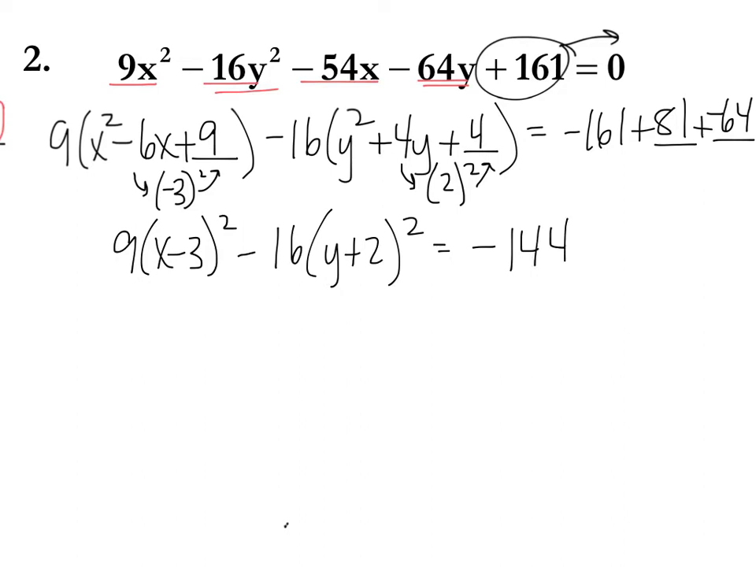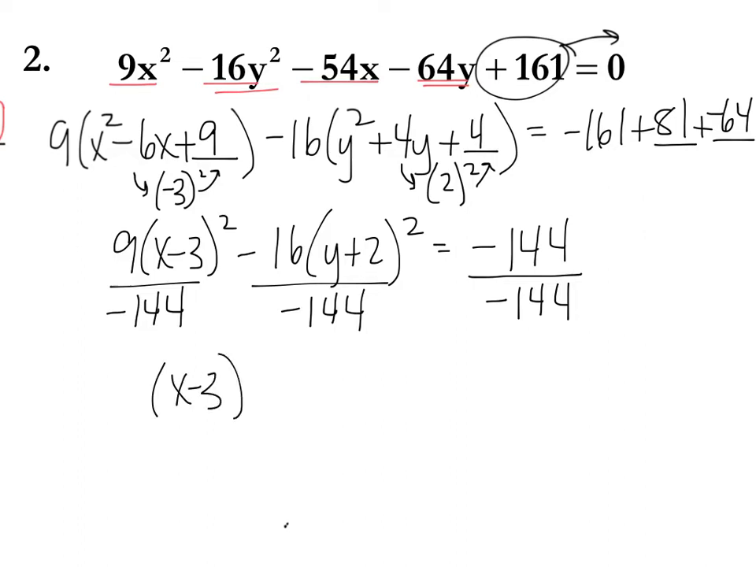Some of you might be like, well, hey, how come it's negative? Does that mean I did something wrong? Nope. Not something wrong. We still need to make this coefficient 1 over here, or what the equation equals, I mean. Negative 144 divides here, negative 144 divides here. When I reduce these fractions, this gives me x minus 3 squared over negative 16.